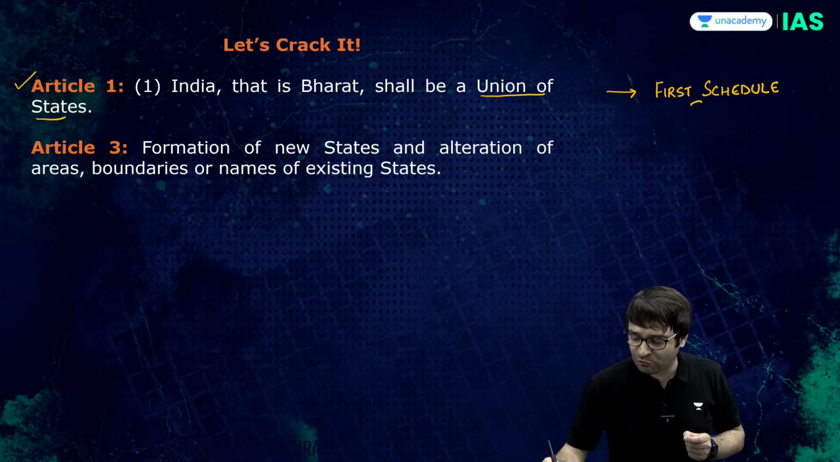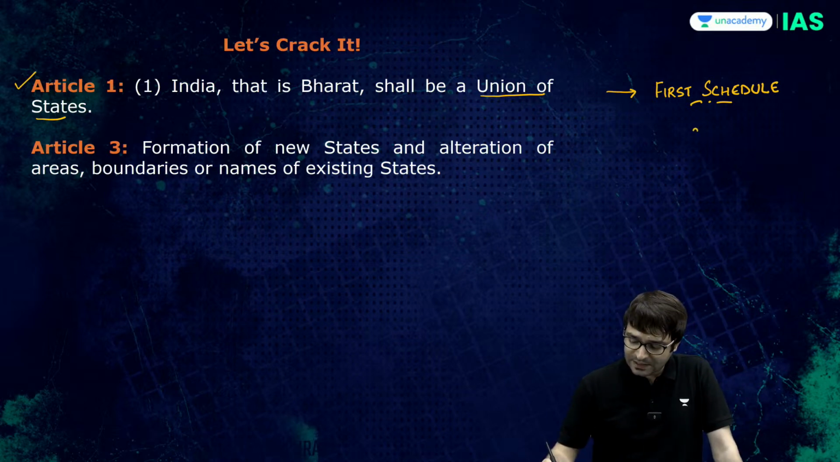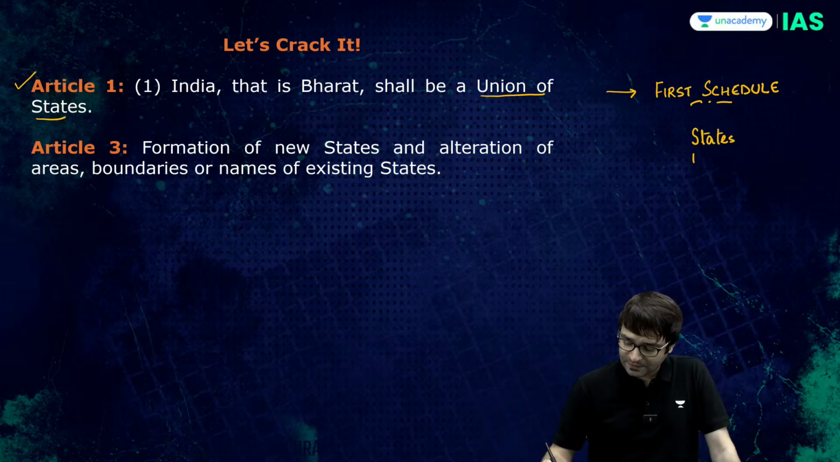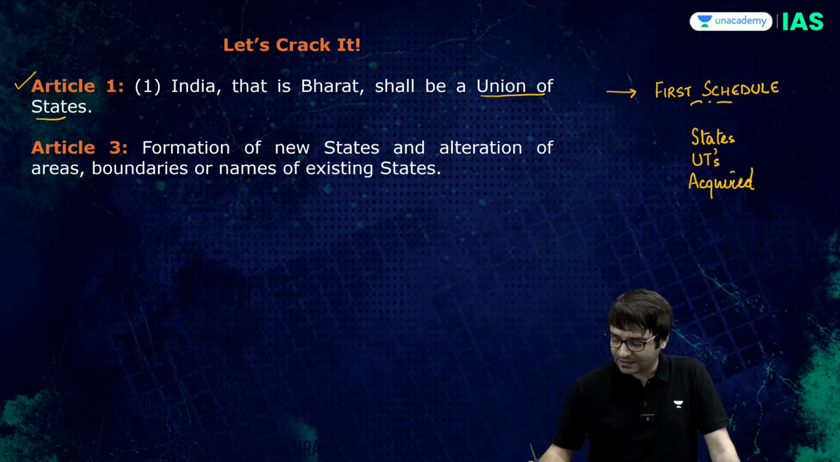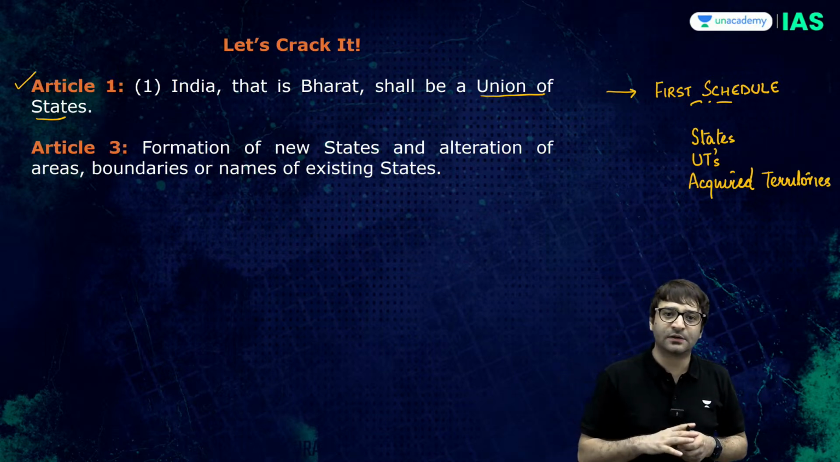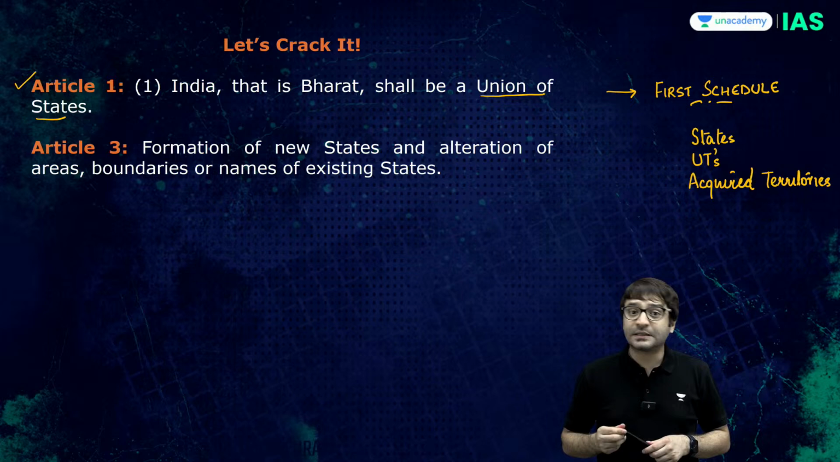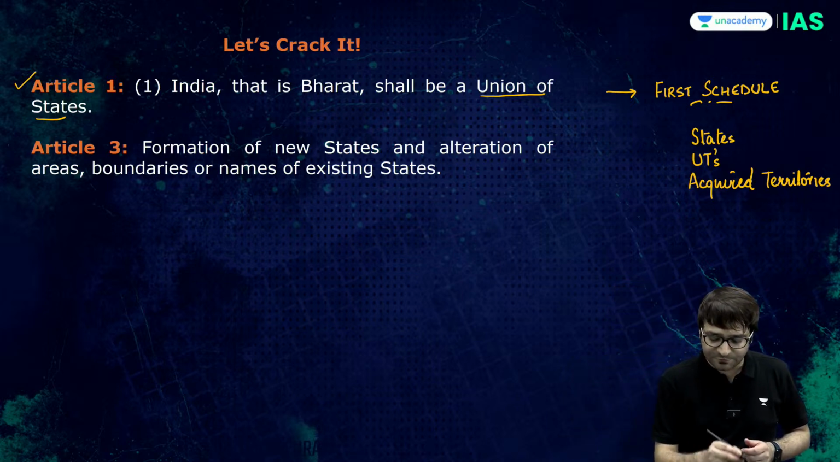And then the third clause says, the territory of India shall comprise of either we can have states or we can have union territories or we can have acquired territories. That's what Article 1 talks about. Which of the articles of the Indian Constitution talks about the territory of India? Article 1.